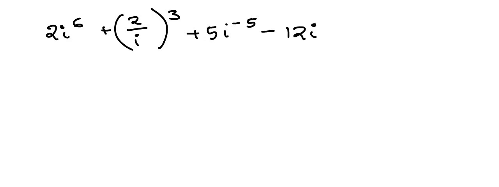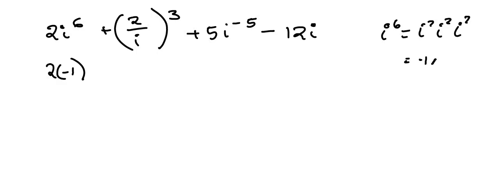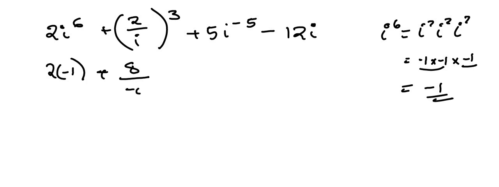Negative 12i. Yeah. So this here is going to be i to the power 6 is the same as what? Are you okay if I say it's negative 1? Because it's i to the power 6, so we have i squared, i squared and i squared. So this is a negative 1 and a negative 1 and another negative 1. That's negative. Then we have that guy. Then this middle part, the second term, we have 2 to the power 3. That's going to be 8. We have i to the power 3. It's the same as negative i.